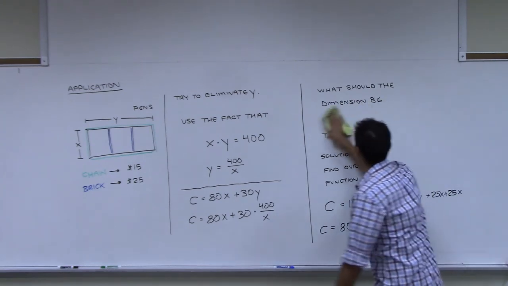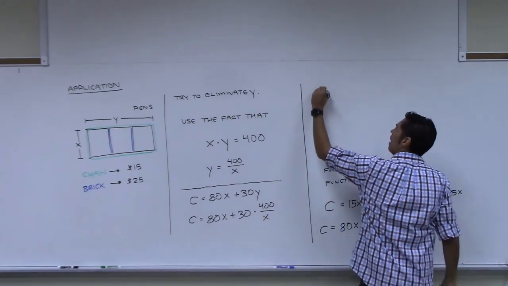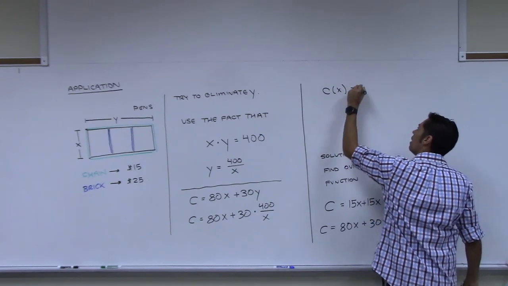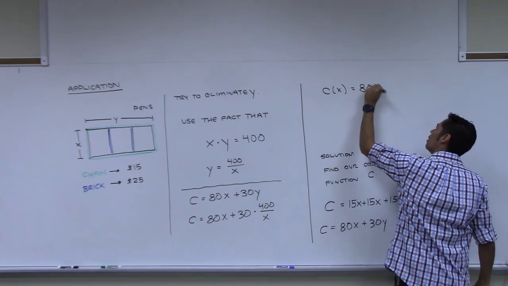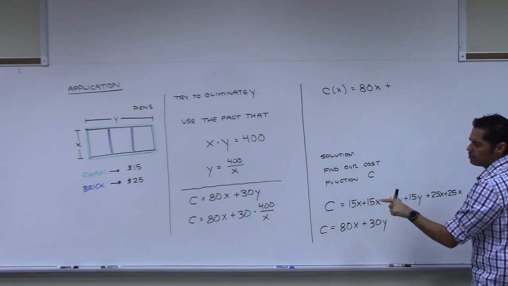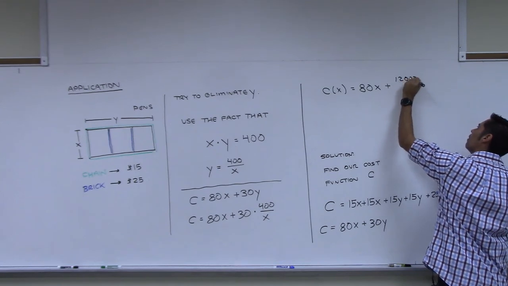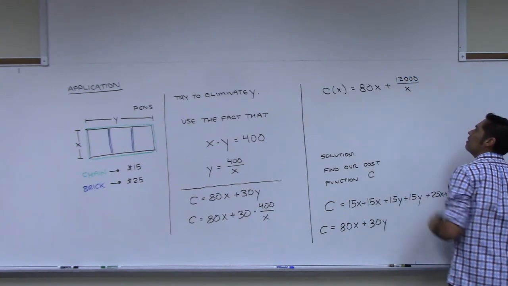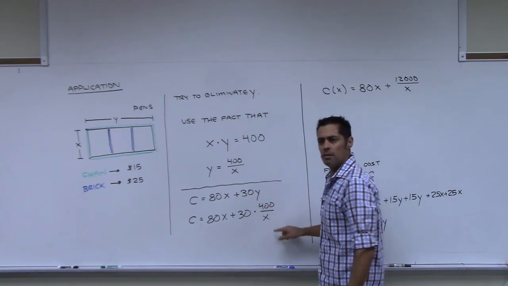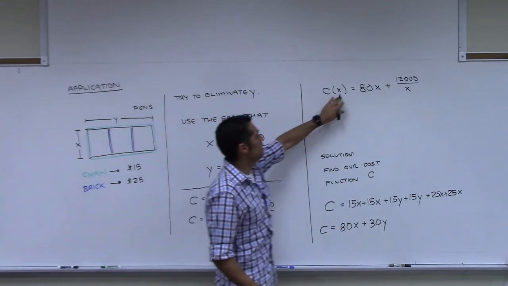And then I'm going to do one more thing to that. I'm now going to write that as c of x equals 80x plus, what is that, 12,000 over x. What did I do there? I just multiplied 30 times 400. And notice I put c of x instead of c.